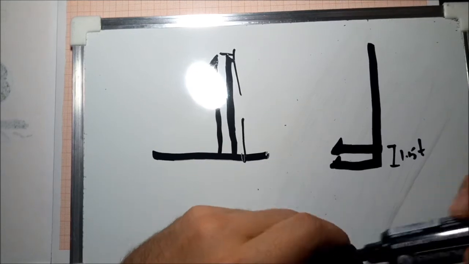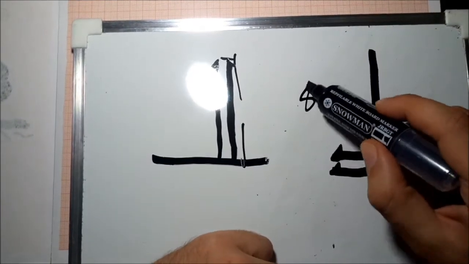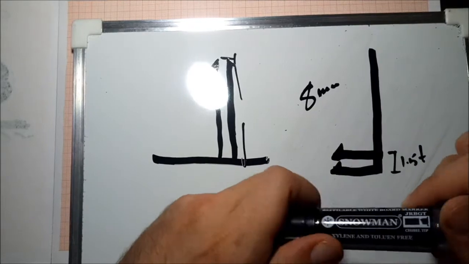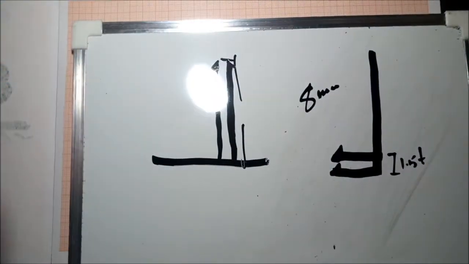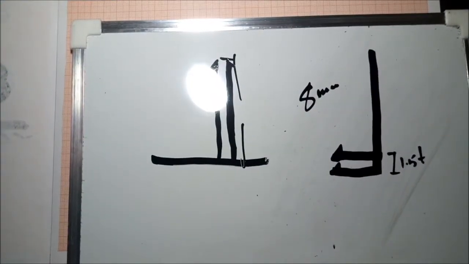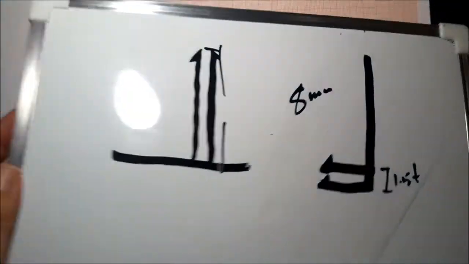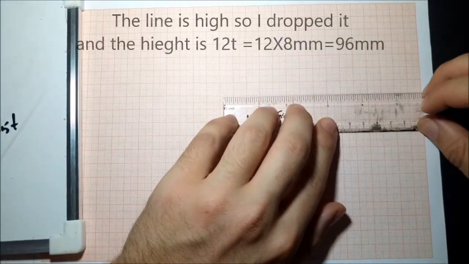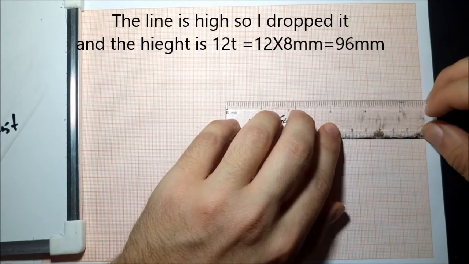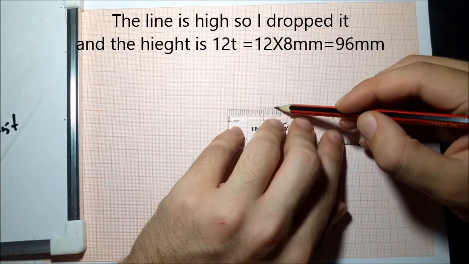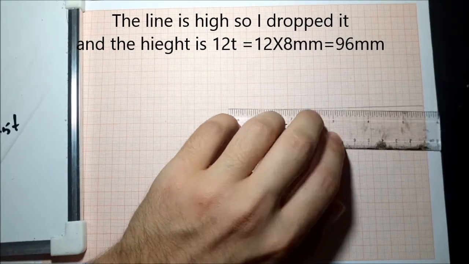So let's start with this, and today we are going to use the 8mm thickness in order to have all the letters inside the page. Therefore, we would start somewhere around here, let's say. This is our baseline.